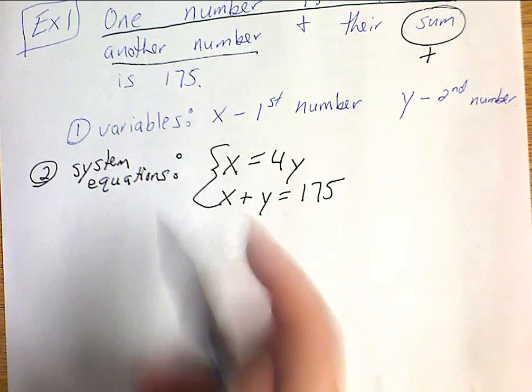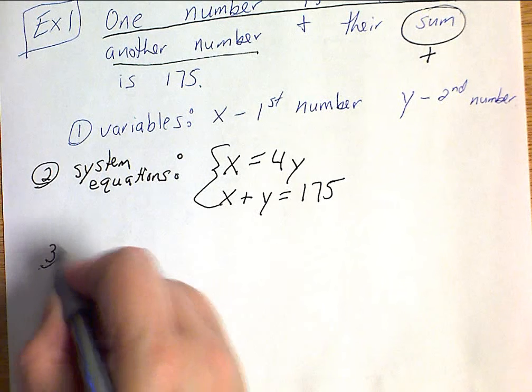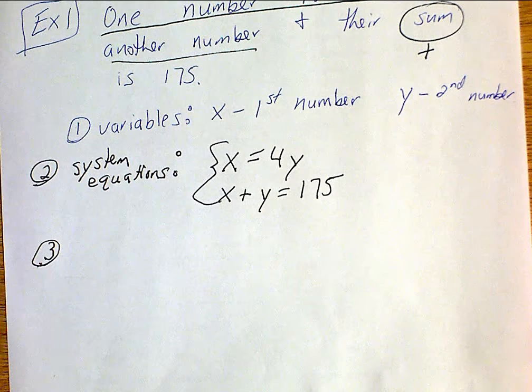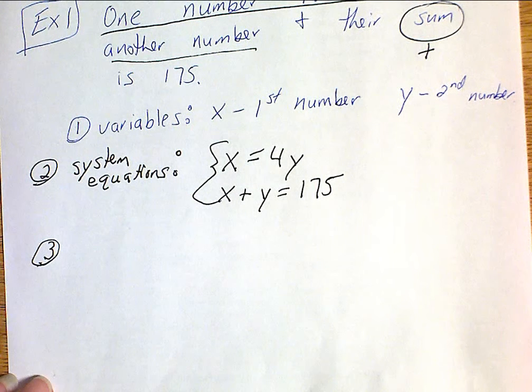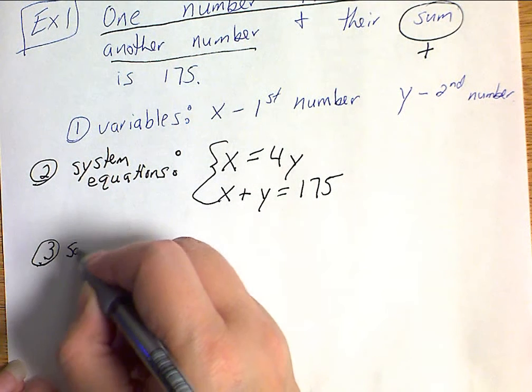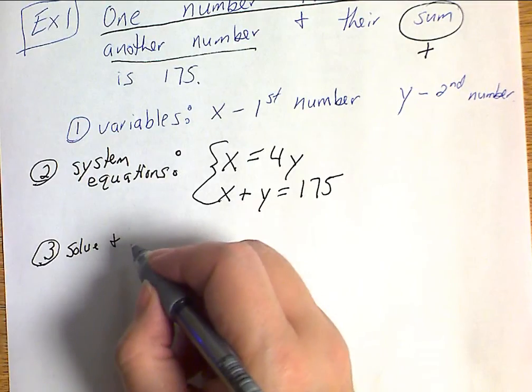So that's our system. Now the last step is to solve our system and to figure out what we figured out. Once we solve for x and y, what does it mean? So we're going to solve and evaluate, or make a conclusion.